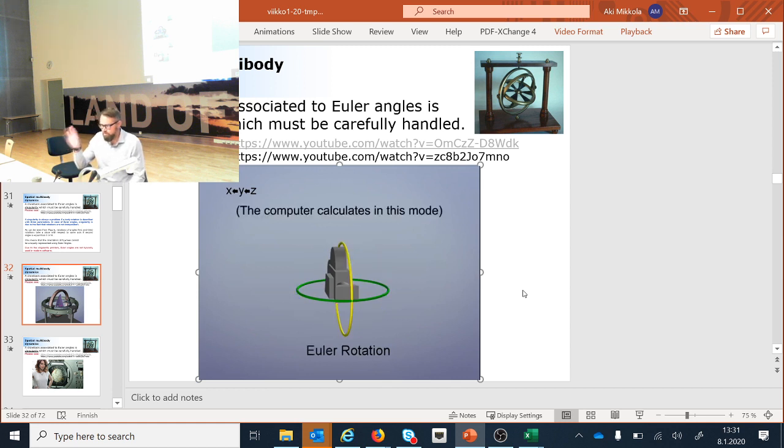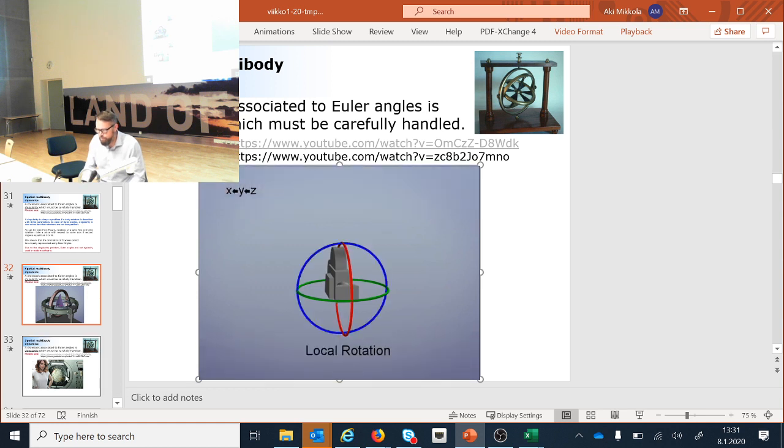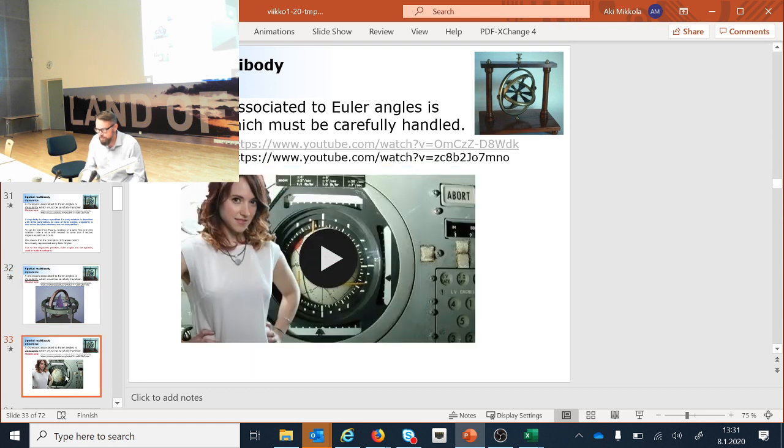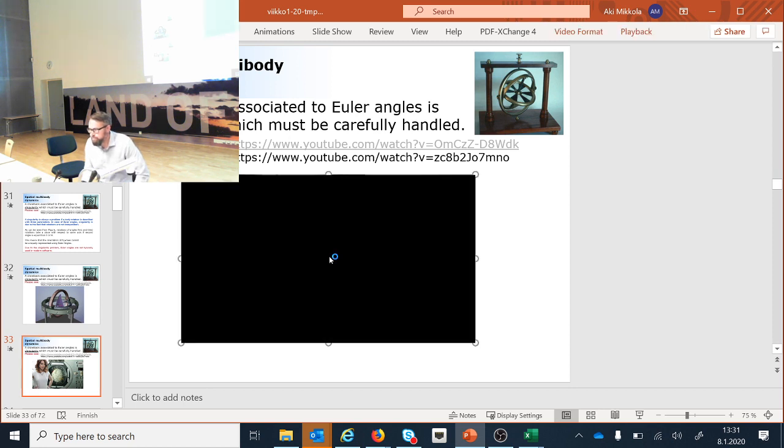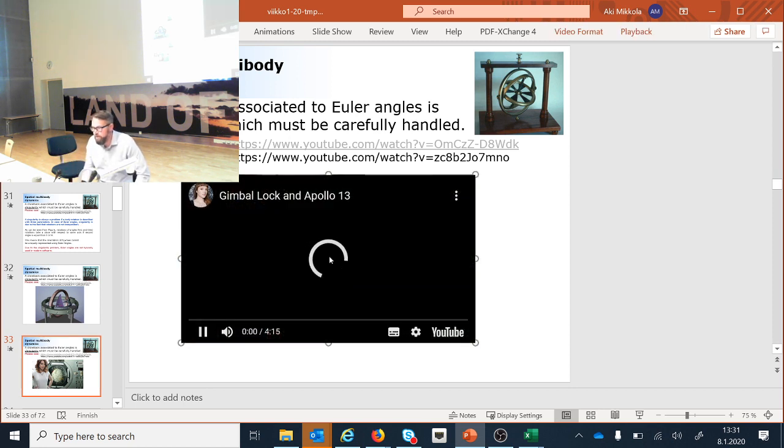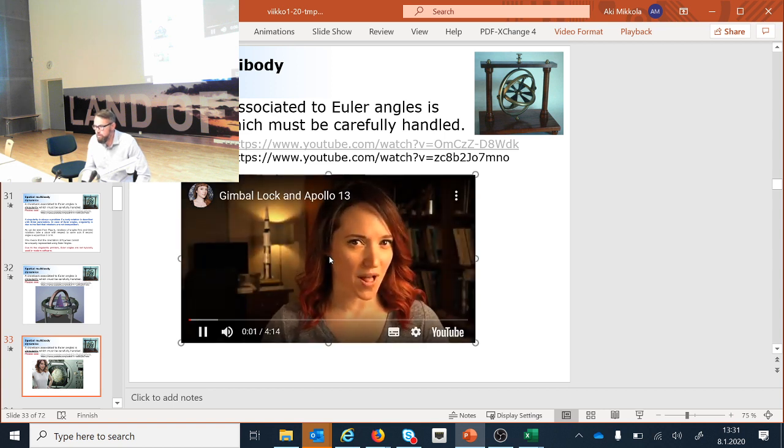Okay, let's consider the software packages. This was just a short explanation. Let's look at this one. You can watch the full story a bit later. This is gimbal lock on Apollo 13.